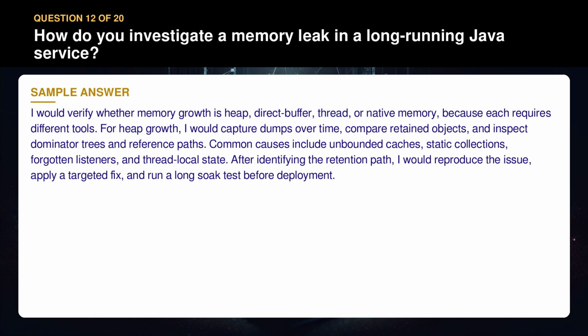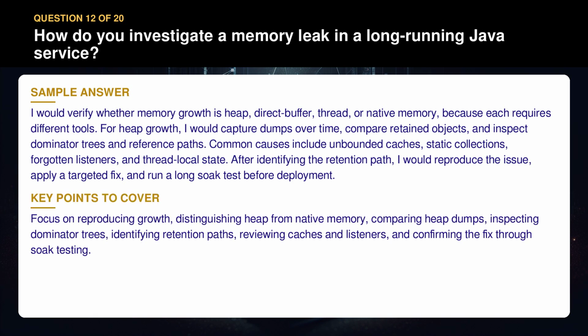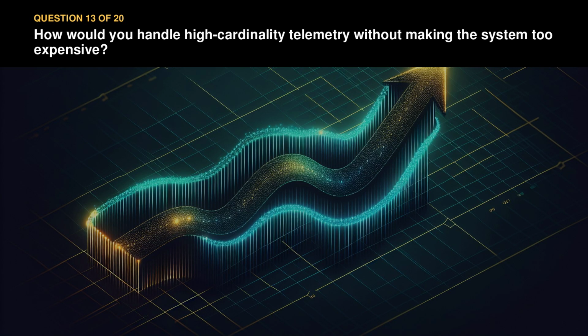After identifying the retention path, I would reproduce the issue, apply a targeted fix, and run a long soak test before deployment. Focus on reproducing growth, distinguishing heap from native memory, comparing heap dumps, inspecting dominator trees, identifying retention paths, reviewing caches and listeners, and confirming the fix through soak testing. Question 13. How would you handle high-cardinality telemetry without making the system too expensive?